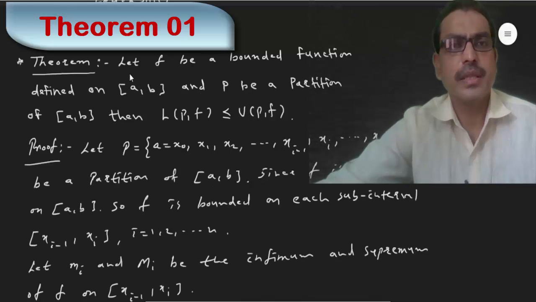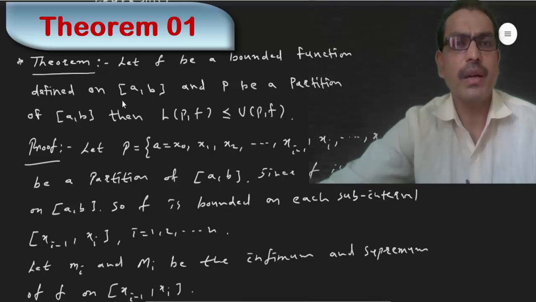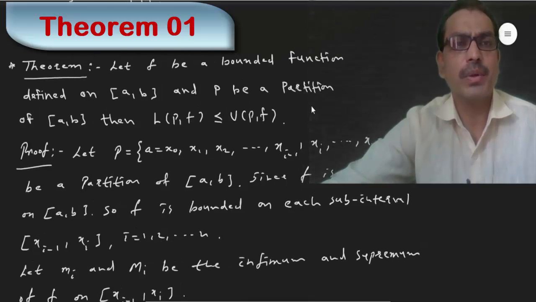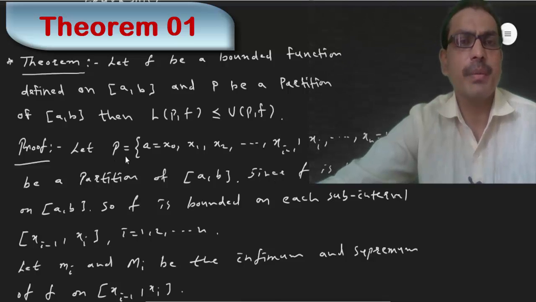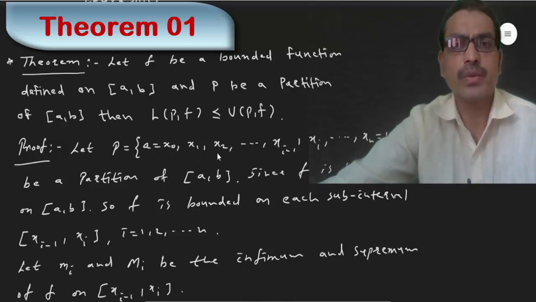See, in this theorem, function f is a bounded function defined on the closed interval AB and P be a partition of the closed interval AB. Then to prove that the lower Riemann sum is less than or equal to the upper Riemann sum. So in the proof, let P be a partition. We take the partition of the closed interval AB as x0, x1, x2 up to xn.